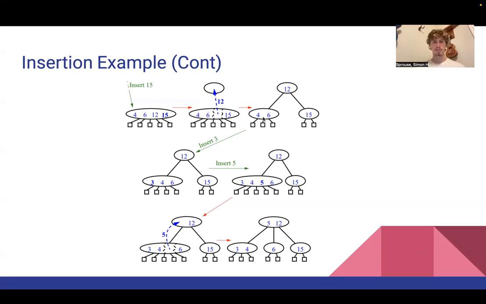So as you can see, this category is less than 12, and this category is greater than 12. Let's continue the pattern. We insert 3. You can see 3 is less than 12. It goes here. 15 is still here.